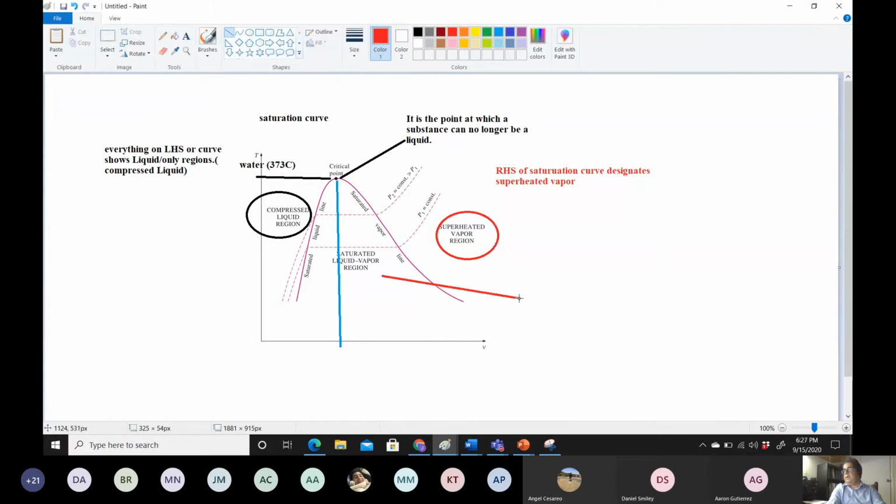That leaves us with only one more area, which is inside here. Let's go with blue. Inside the curve is a mixture.